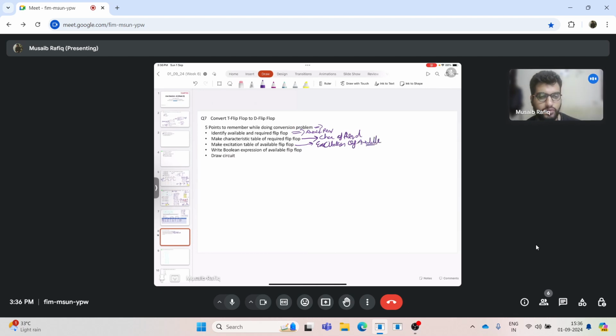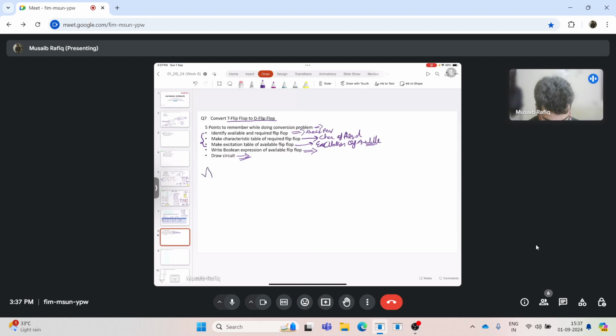And then what you will do, you will write the Boolean expression using K-map or any other minimization techniques. And finally, you will draw the circuit. So basically, the first 3 points are important, and out of those first 3 points, you will get the other 2 points. So based on this, the question asks us to convert T flip flop to D flip flop.